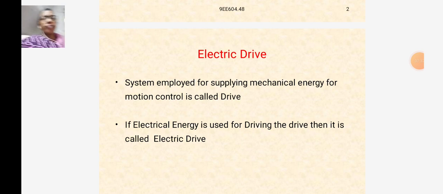In electric drive, the system employed for supplying mechanical energy for motion control is called a drive. If electrical energy is used for driving the drive, then it is called an electric drive.